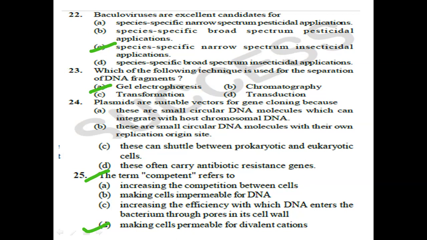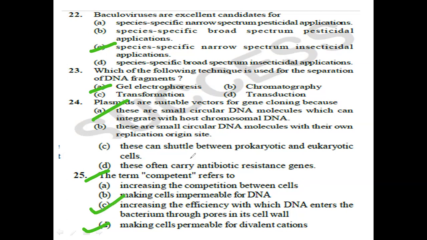Plasmids are suitable vectors for gene cloning because they are small circular DNA molecules which can integrate with the host chromosomal DNA. They have their own replication origin site. They can shuttle between prokaryotic and eukaryotic cells. They can often carry antibiotic resistance genes. Option A.